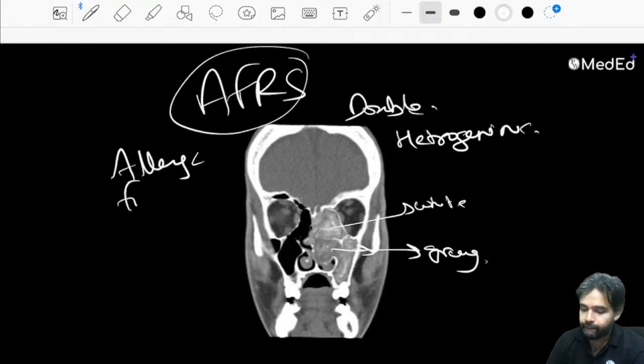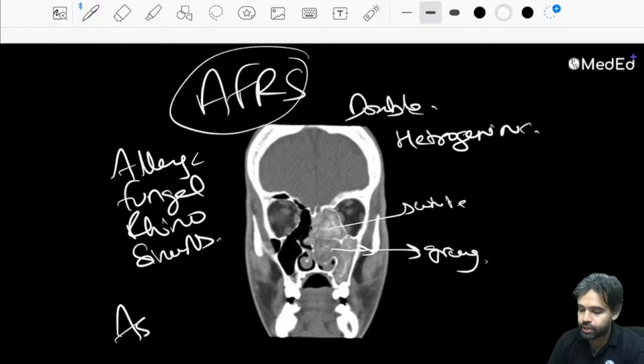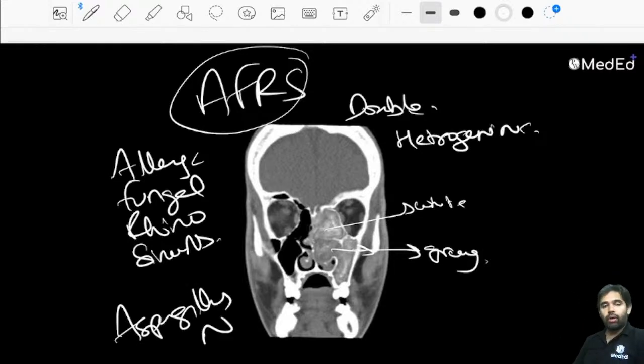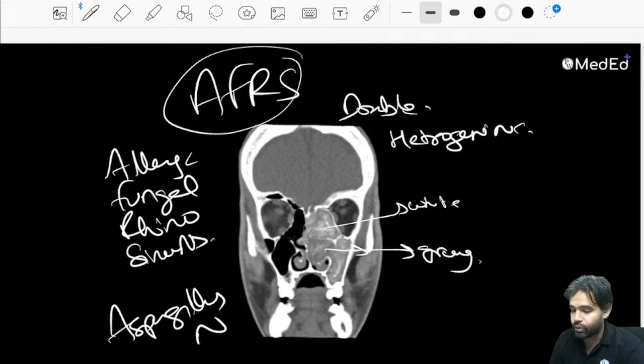Caused by aspergillus. Right, so this also has been asked in many ways. There are many major and minor criteria for fungal, and one of them is fungal stain. Fungal biopsy is a minor criterion, fungal stain is a major criterion. So that question has been asked, but otherwise AFRS will have this double heterogeneity, mixed intensities that you can see.